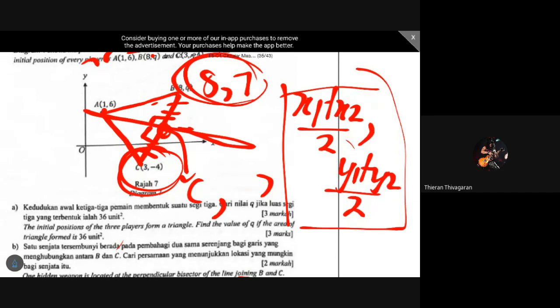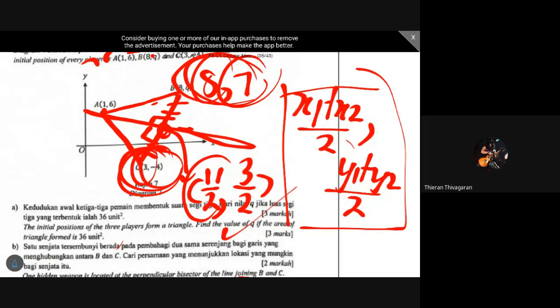Yang lain juga cuba bagi jawapan. What is your answer? Others. 11/2, 3/2. Yes, correct. Sangat correct. Betul Fatin. Okay, 11/2: 8 tambah 3 bahagi 2. 3/2: 7 tolak 4 bahagi 2. So this is your answer.